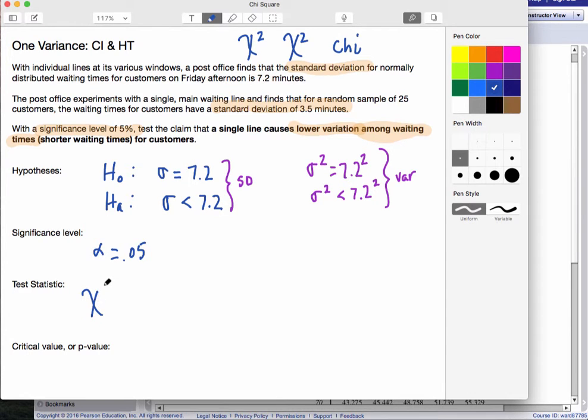It follows a chi-square distribution. So our test statistic is going to look a lot different than what we've seen before. What statisticians have found is if you take the sample size minus 1, in other words, your degrees of freedom, and you multiply it by the standard deviation squared, and then divide that by sigma squared, what we get is a different shape of data, and that is called a chi-square distribution.